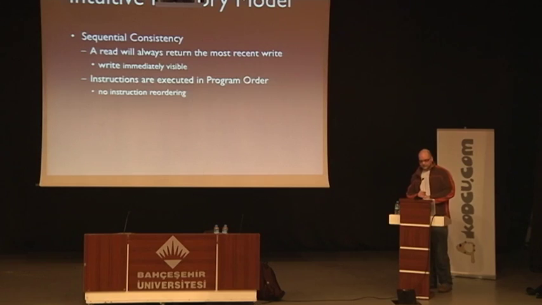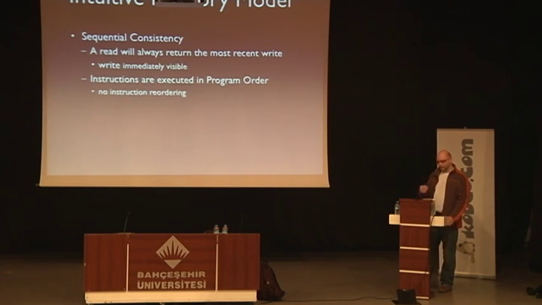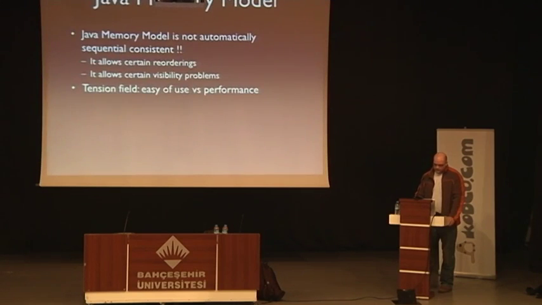And another thing is that instructions can be reordered. So it can be that the instructions are being executed in a different order than you wrote them. So the Java memory model is not automatically sequentially consistent. It allows for certain reorderings, and it allows for certain visibility problems. The only reason that this is happening is because of performance.